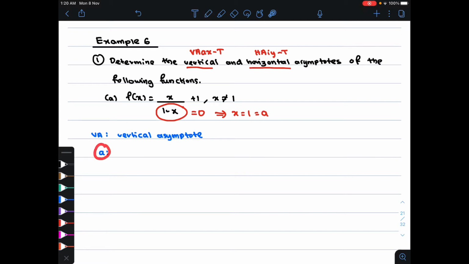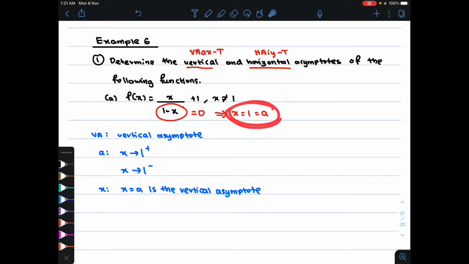For the second step, you're going to consider x approaching 1 from the right hand side and x approaching 1 from the left hand side. The third step is small x. For this step, you're just going to write down x equal to a is the vertical asymptote. And we already know that a is 1. The final step is capital T, and this is your table.